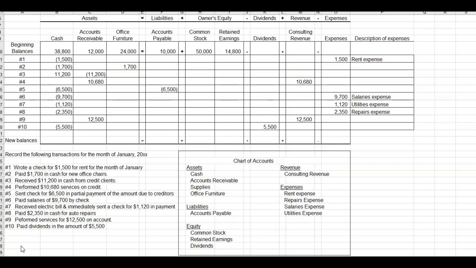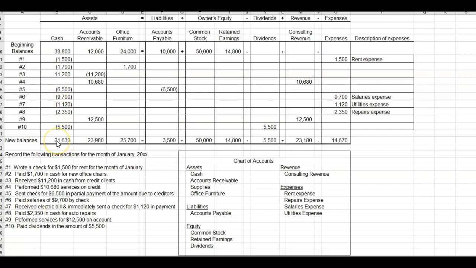Okay, now that we have recorded the increases and/or decreases in account balances as a result of the business transactions for the month of January, we need to find the new balance in each account and see if our books are still in balance. Finding the new balance is very easy. Just add up the columns. Start with the beginning balance and add increases and subtract decreases and put the new balance here.